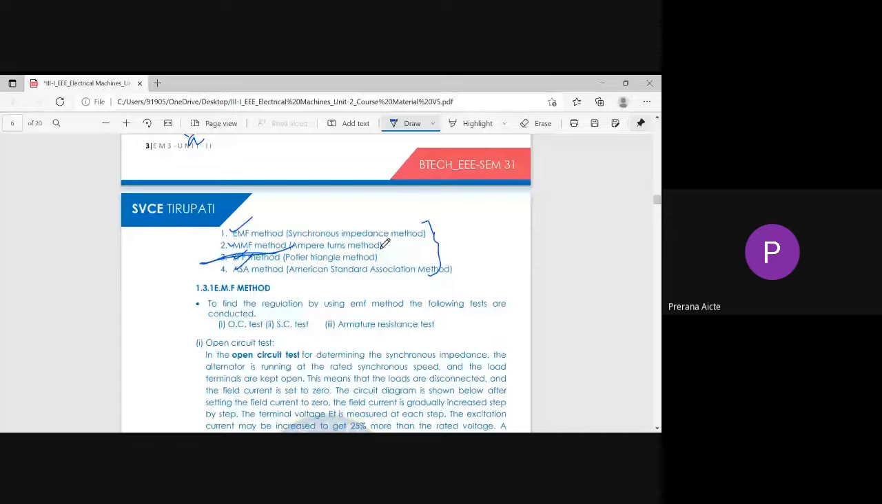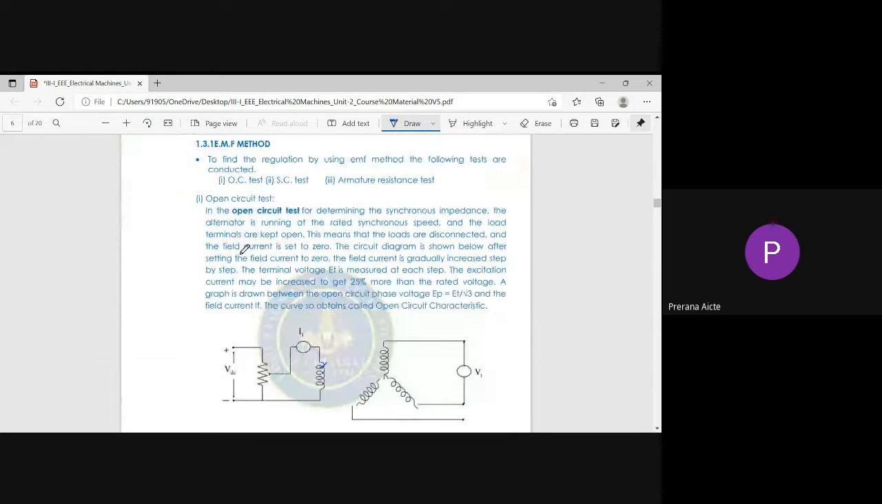Now the ampere turns method, the MMF method. In this method, the voltage regulation obtained is less than the actual value. That's why we call this an optimistic method. While in the ZPF method, the voltage regulation obtained is nearer to the actual value. That's why this method gives accurate results when compared to all other methods.